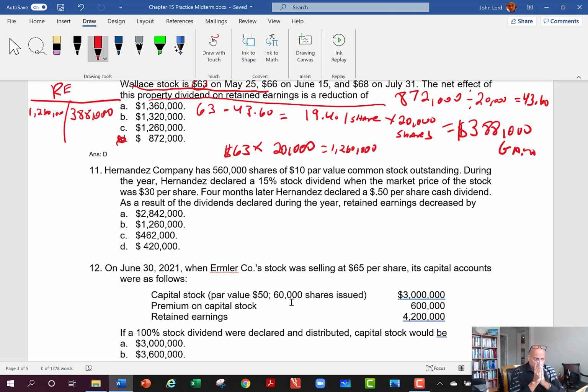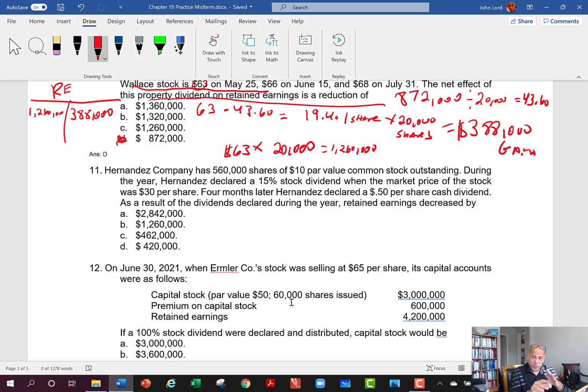Remember, we're issuing now not investments in other companies that we made. We're issuing our own stock to our shareholders as a dividend, and those dividends fall into two categories: small versus large. If it's a small dividend, then we're going to value that dividend at the market price of the stock. If it's a large dividend, we'll value that dividend at the par value of the stock.